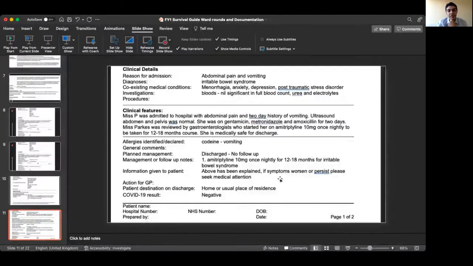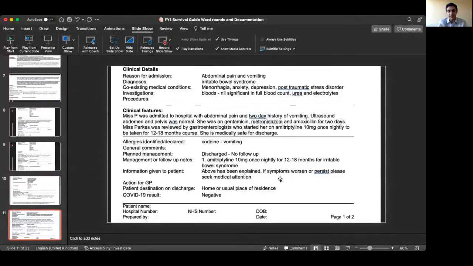So what's the general consensus, Nihal? What are they thinking? So, Hamza, the general consensus is that this is a very good discharge summary. I think we can all see that it's very detailed. It's given a good breakdown of the coexisting medical conditions. We know exactly what's happened with the patient. I think the management summary is very clear. So we know that the patient's on amitriptyline, 10 milligrams once nightly for 12 to 18 months.